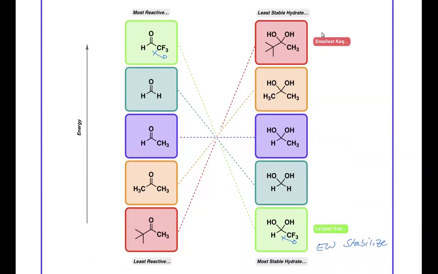Okay, on a former exam, professors gave a visual like this and basically had students put in carbonyls in their relative energy and then match those to the relative energy of their hydrate structures. And to reiterate, the most reactive carbonyl will form the lowest energy, most stable hydrate, which then forms to the greatest extent. The least reactive carbonyl forms the highest energy hydrate, which forms to the smallest extent. Okay.